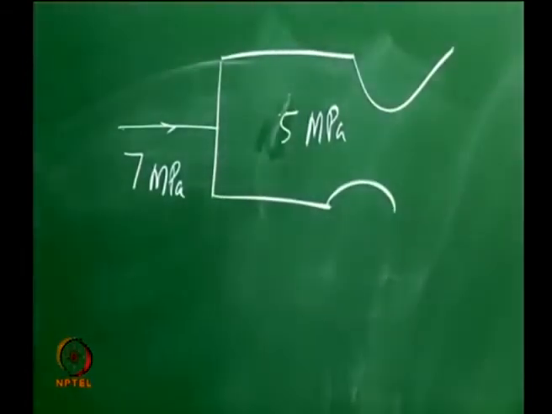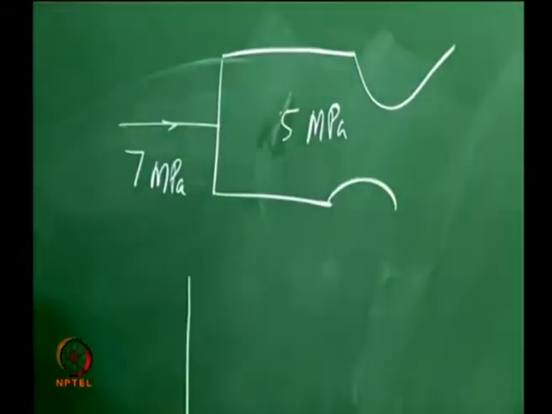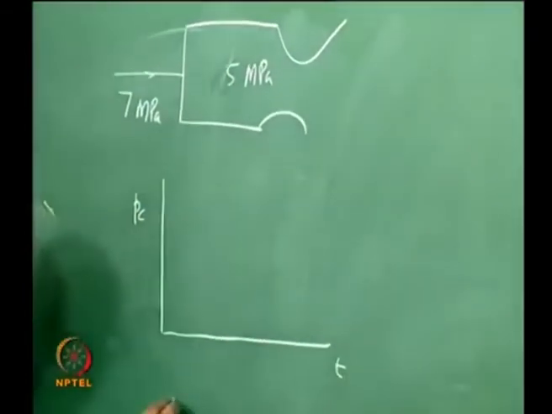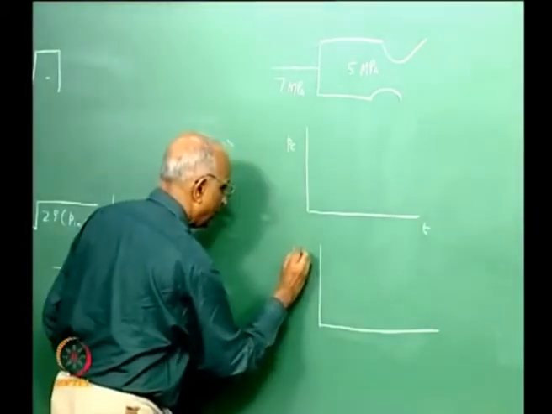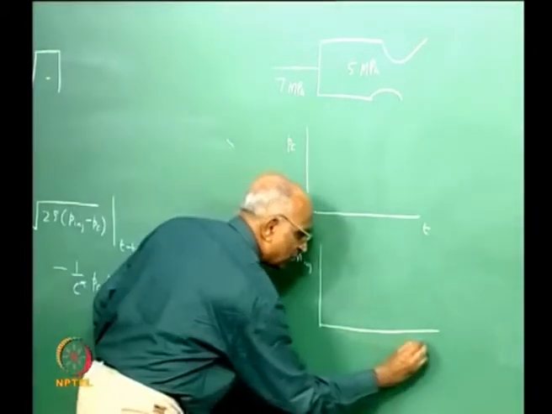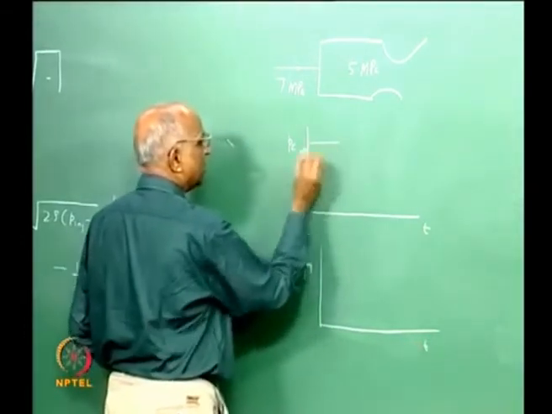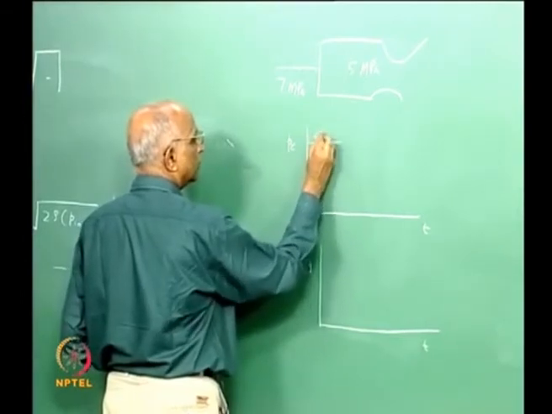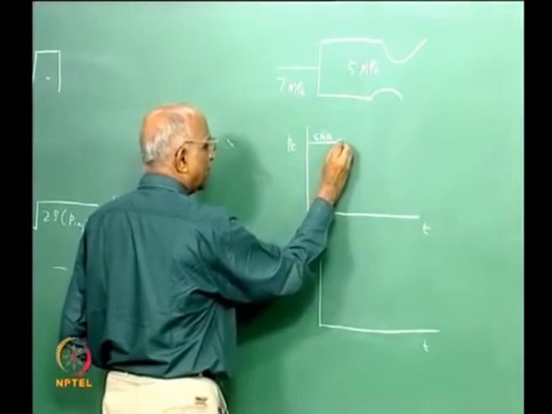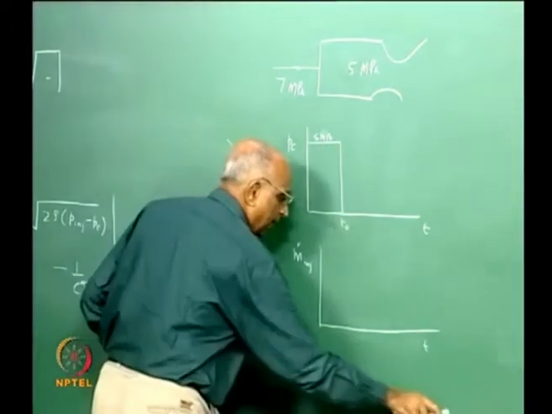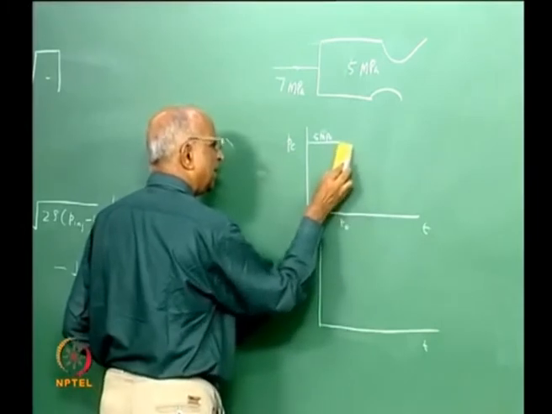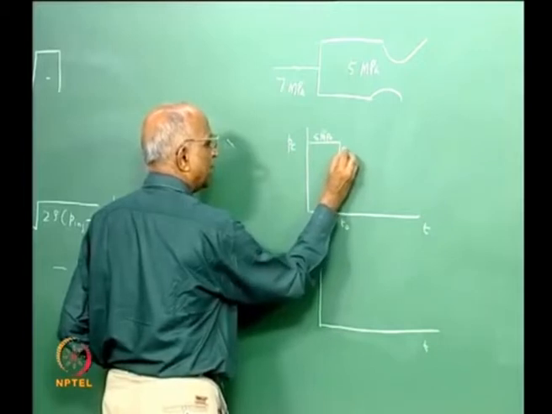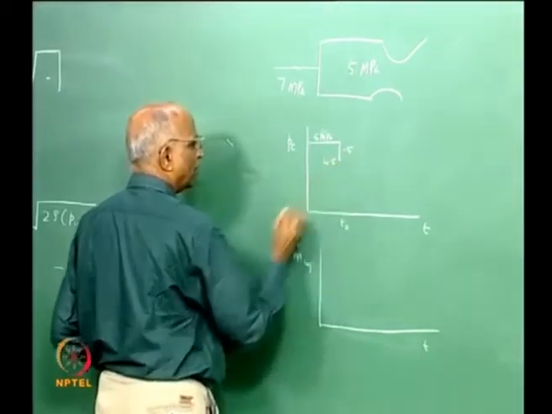Let me reduce the injection pressure to 7 MPa and ask myself what is going to happen in this case. Now I don't need to repeat much. All I want to do is make these two plots, the chamber pressure as a function of time, and the mass which is getting injected as a function of time. The initial pressure is let us say 5 MPa, and at time t0 we reduce the chamber pressure like in the previous example. I reduce the value to 4.5, that means I decrease it by 0.5 to 4.5.